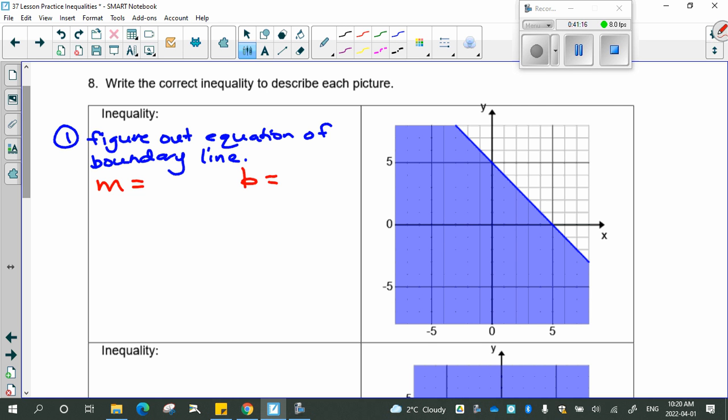B is the y-intercept. It's the easiest one to find. So what's that? 5. B is 5. Perfect.